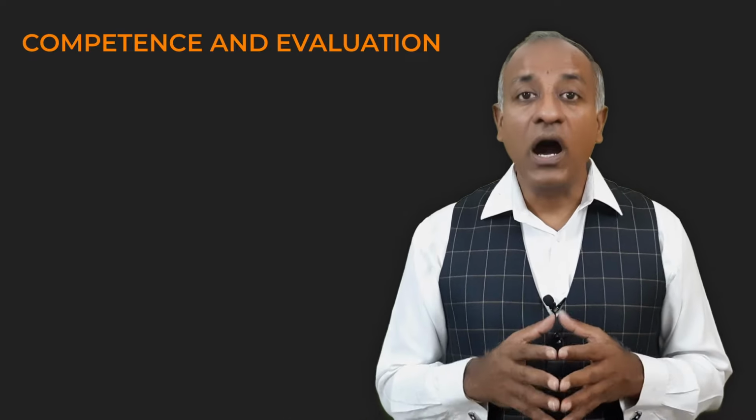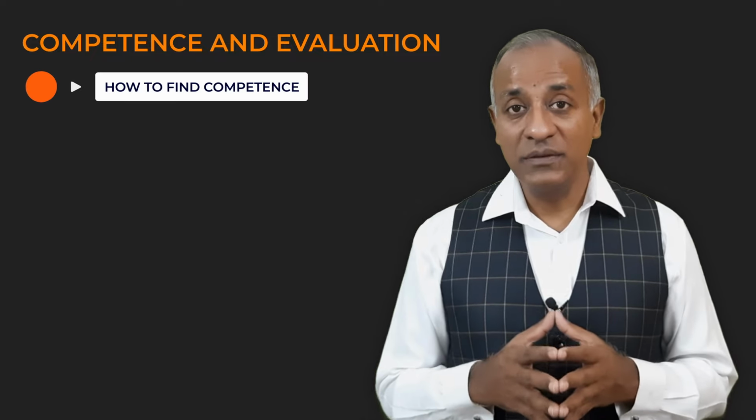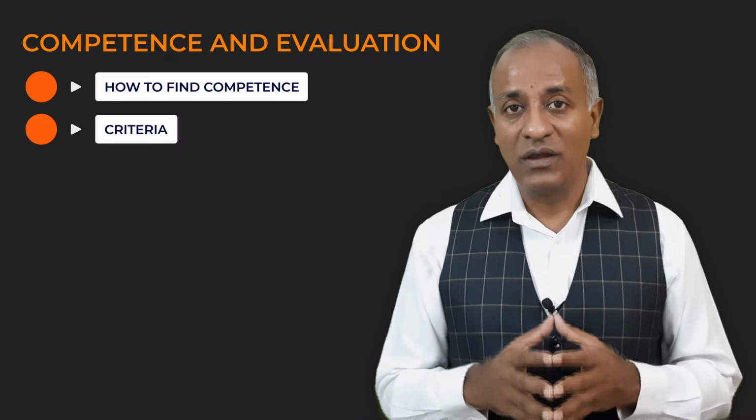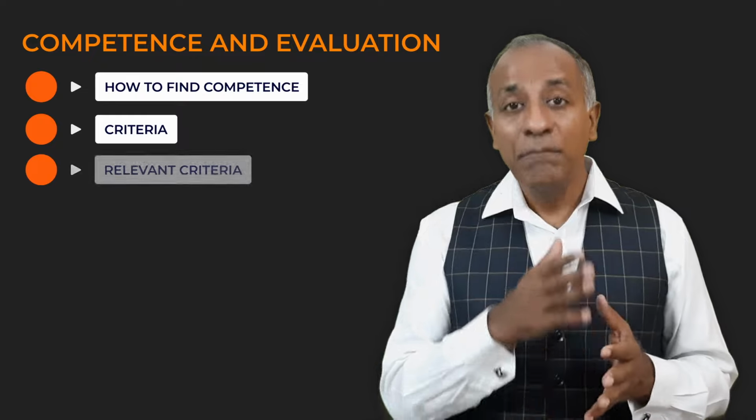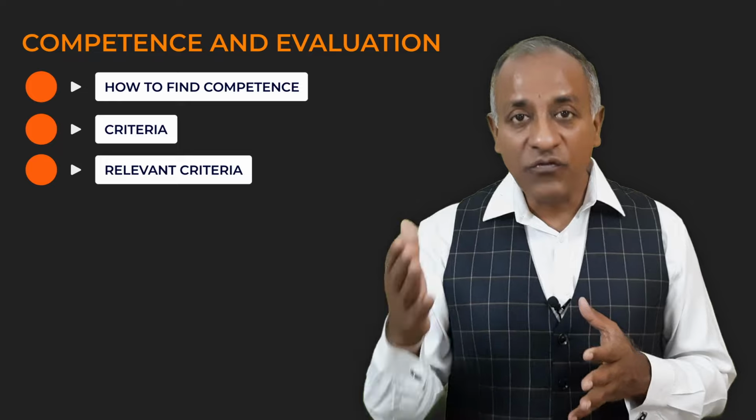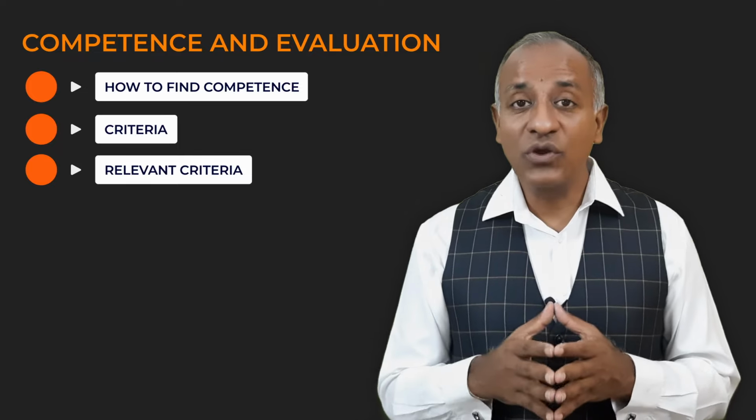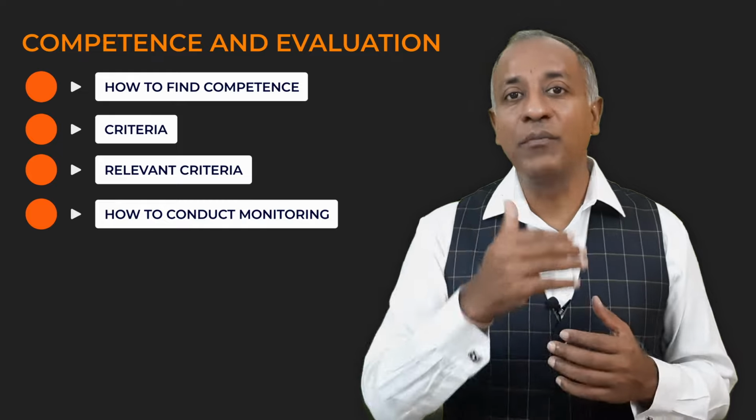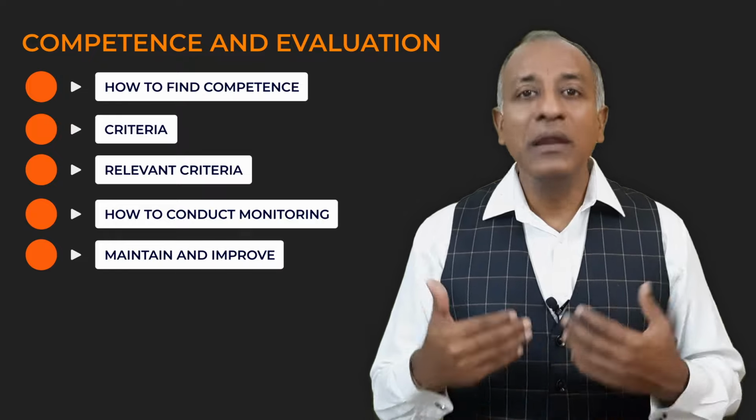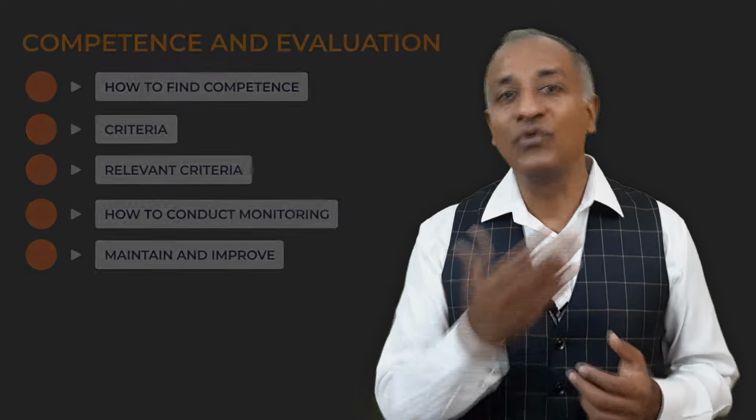So primarily there are 5 key steps in the 19011 standard under clause number 7. The first is about how we can identify the competence of the people. The second is about the criteria we need to identify with respect to the evaluation. The third is that, based on the criteria, we need to identify the relevant criteria for monitoring the performance of the auditor. The fourth is about how we can actually conduct the monitoring and see the performance. And the fifth is about how we can maintain that qualification and how we can improve on it.